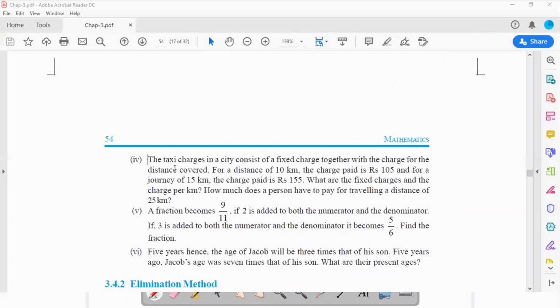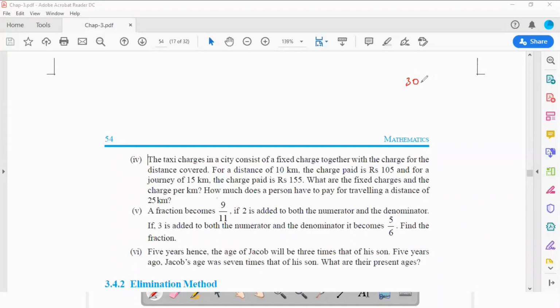The taxi charges in a city consist of a fixed charge together with the charge for the distance covered. Okay, that means the same as in our cities. There will be a minimum charge. Whether you travel 100 meters or 200 meters or very less distance, you must give the minimum charge. Suppose for autos there may be 20 or 30, and then for each kilometer a fixed amount is added.